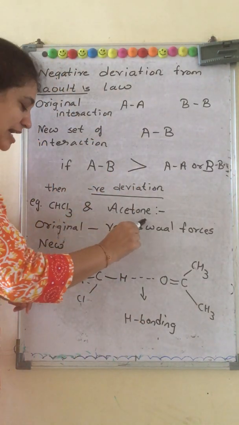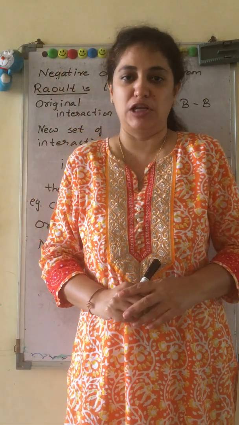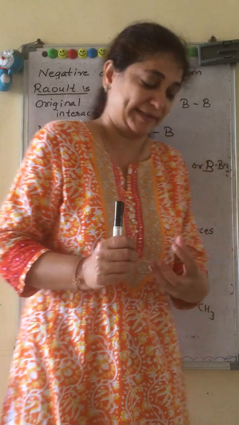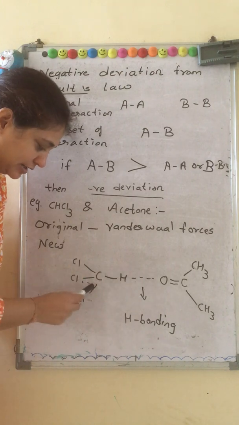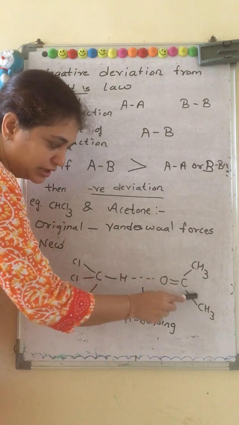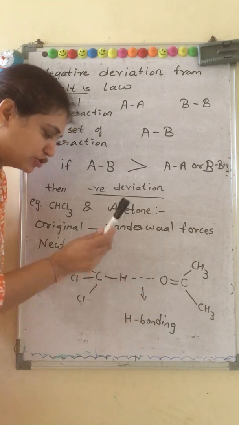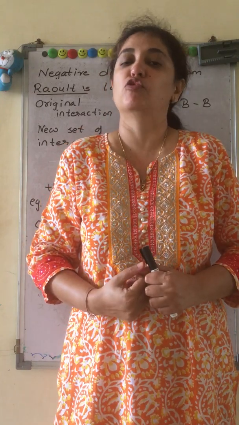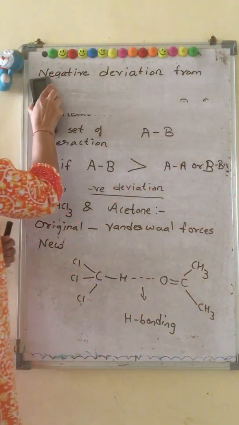Example, chloroform and acetone. Originally, they both have van der Waals forces of attraction between their molecules, between two chloroform molecules and between two acetone molecules. But after they are mixed, a new set of interaction develops between them, and that is H bonding. This is a chloroform molecule, CHCl3, and this is an acetone molecule, CH3-C=O-CH3. So the O of acetone and the H of chloroform are bonded by H bonding, which is stronger than van der Waals force. So less of the solution passes into the vapor phase and the solution shows negative deviation.